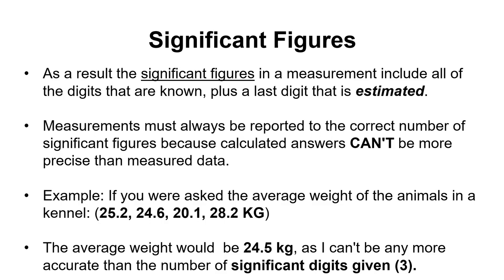As we can't be more accurate than the number of significant digits given. So, we can't go over and say it's 24.52. We can't be more accurate than the number of significant figures. The number of significant figures is 3. So the average weight should go up to 3. That is why we are saying calculated numbers can't be more precise than measured data.